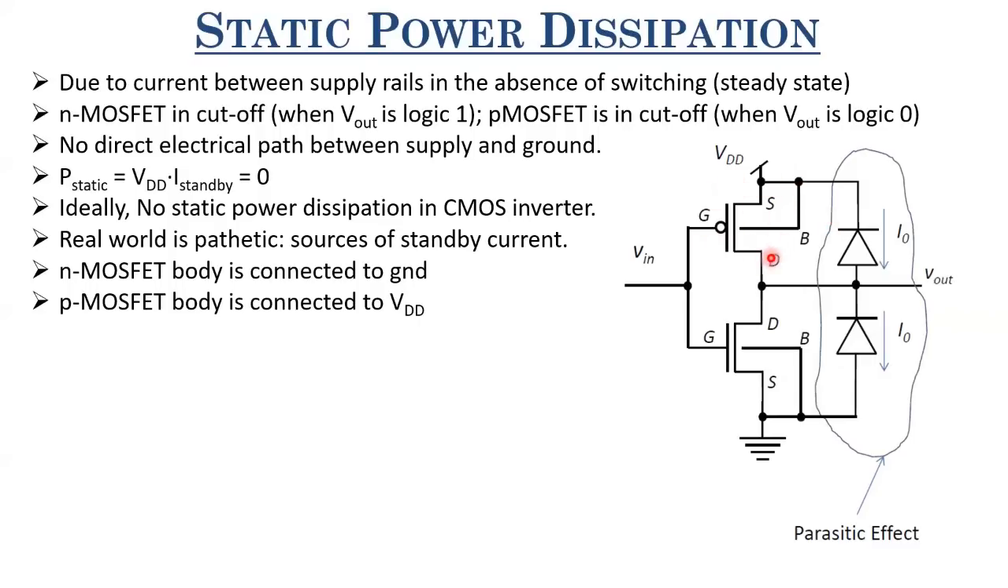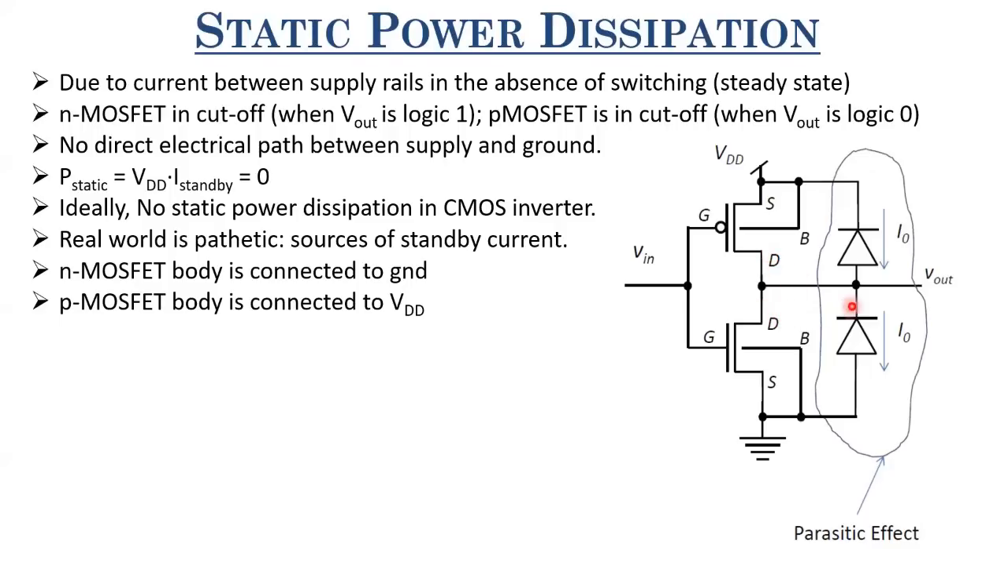So we have drain as P plus, source as P plus. So this is P plus, right? And this is your body, which is nothing but your N-well. So this is N-type, right? So you see that these are basically the parasitic PN junctions formed because of the body and the source and drain regions of the P MOSFET and the N MOSFET.